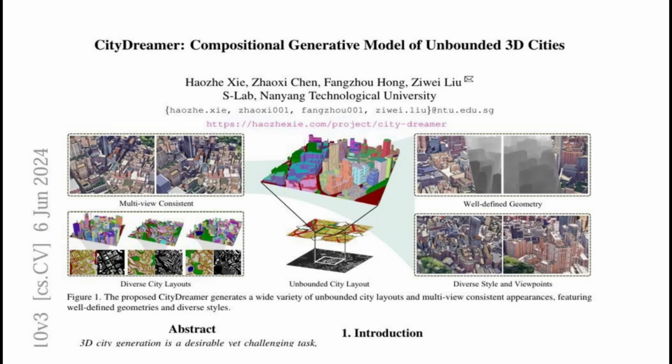Okay, next it is CityDreamer, a compositional generative model of unbounded 3D cities. Dear friends, this is a very amazing paper. While AI has made strides in generating natural landscapes, urban environments remain a bigger challenge due to their complex structure and human sensitivity to architectural distortions. CityDreamer addresses this by separating buildings, roads, parks, and water bodies into distinct generative modules.